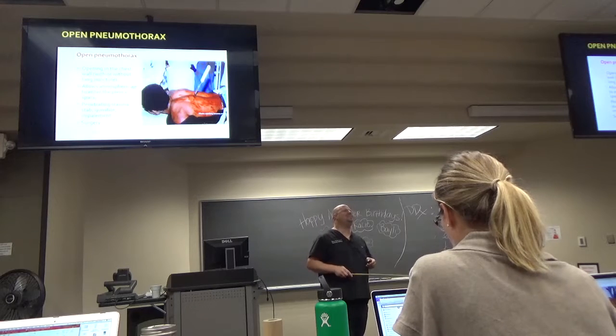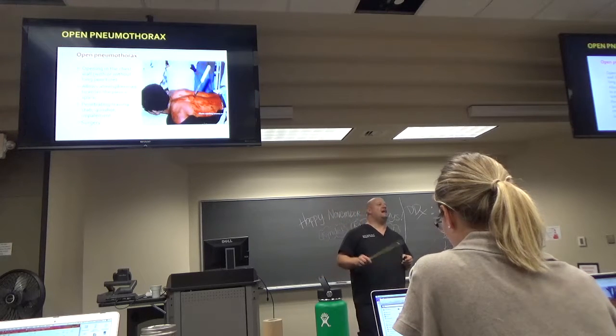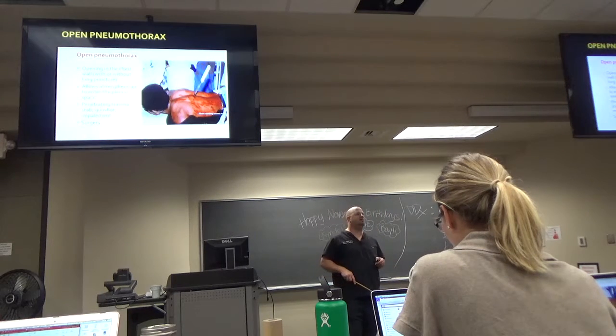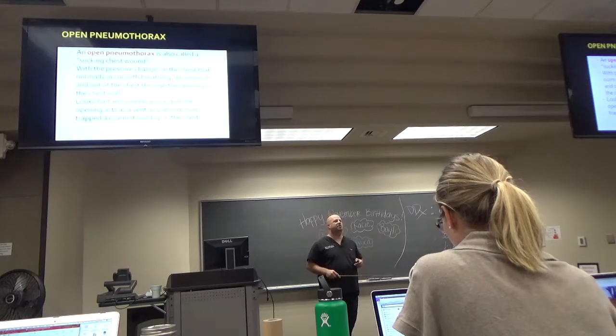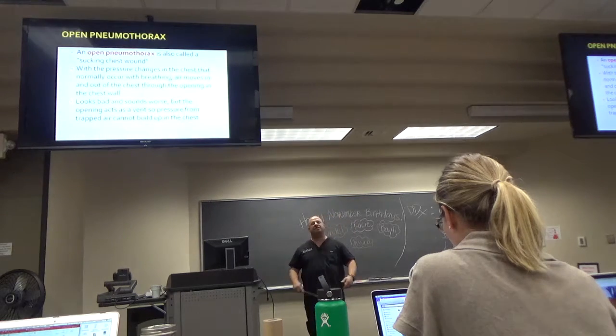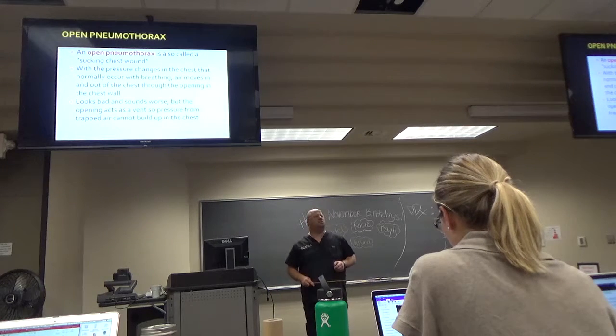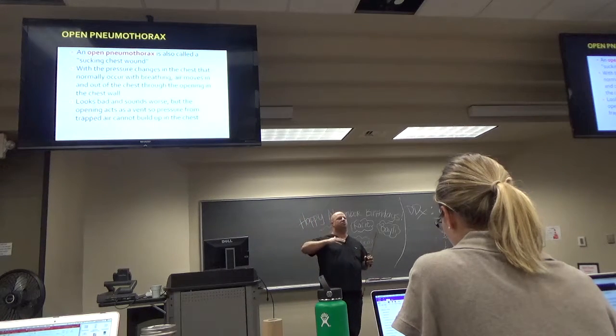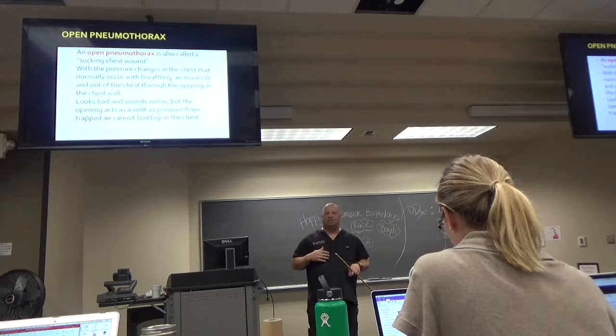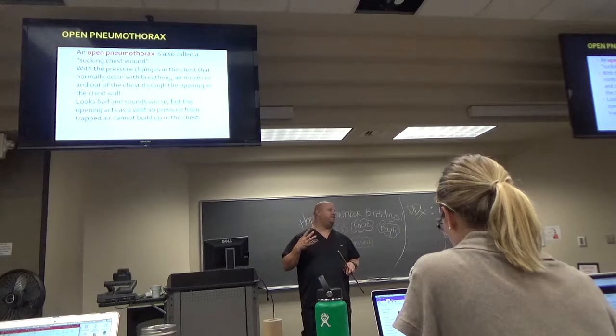So opening the chest wall, with or without lung puncture, allows atmospheric air into the pleural space: penetrating trauma, stabbing, gunshot, impalement, surgery, okay? An open pneumothorax is also called a sucking chest wound, a sucking gunshot wound, or chest wound. With the pressure changes in the chest, it occurs with breathing, air moves in and out of the open chest wall. When you see somebody with a penetrating chest trauma, it's going to gurgle and whoop, it sounds and looks kind of weird.